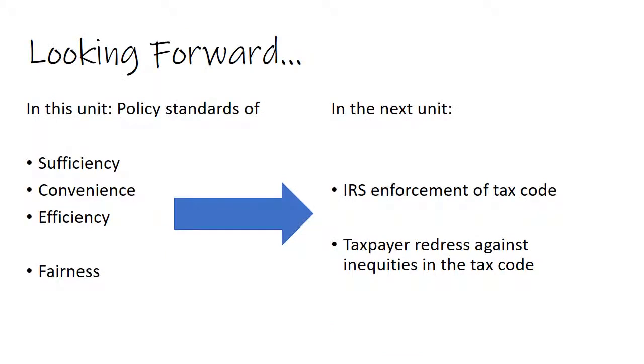In this unit, we continued our discussion about the policy standards driving United States federal tax policy, looking specifically at fairness. In the next unit, we'll look at how the Internal Revenue Service, or the IRS, enforces the tax code, as well as the ways that a taxpayer can take action against the IRS if they believe they have been treated unfairly or applied the law incorrectly.